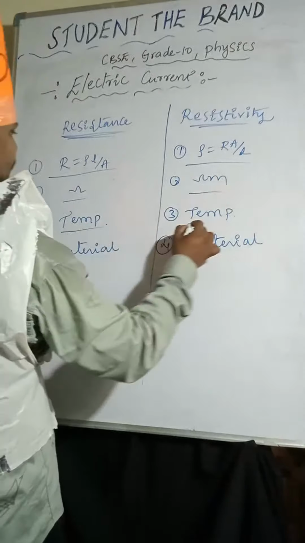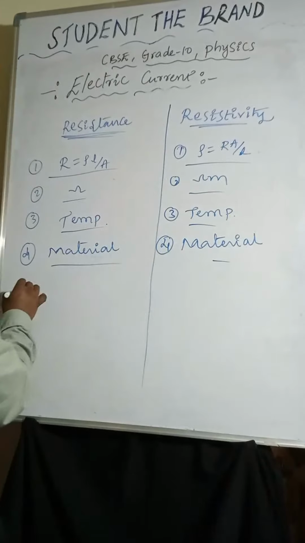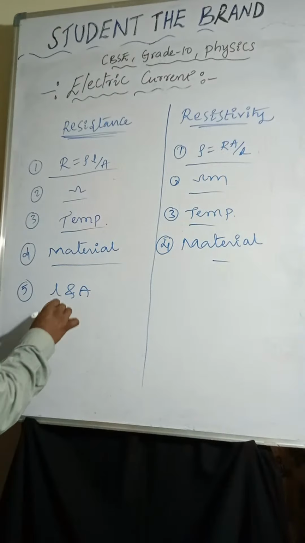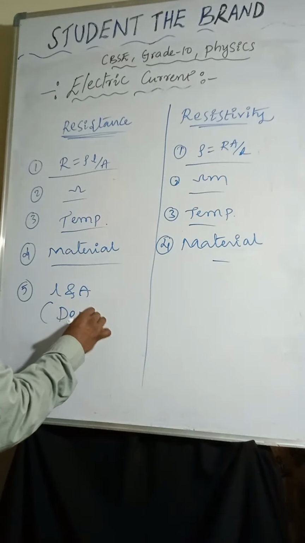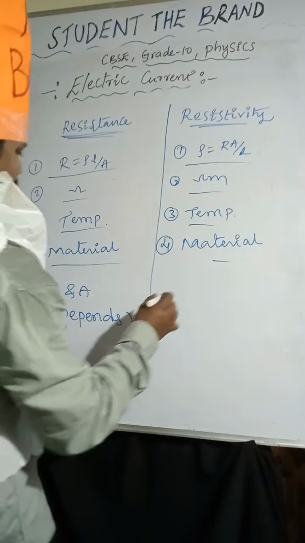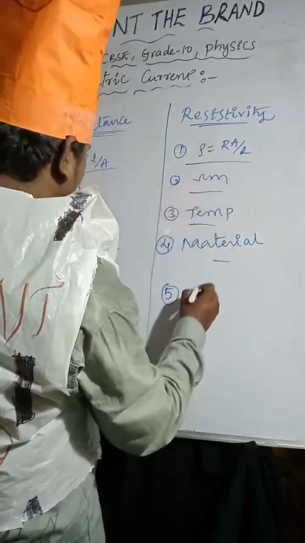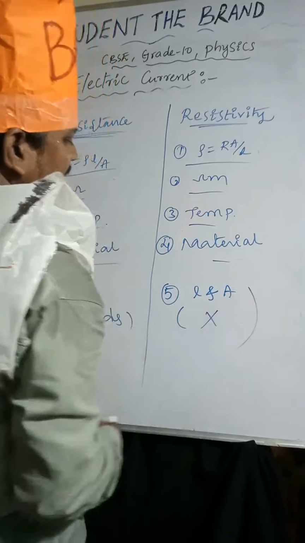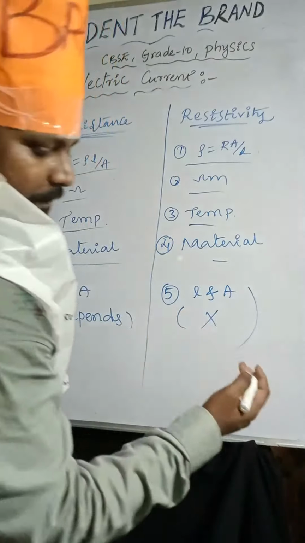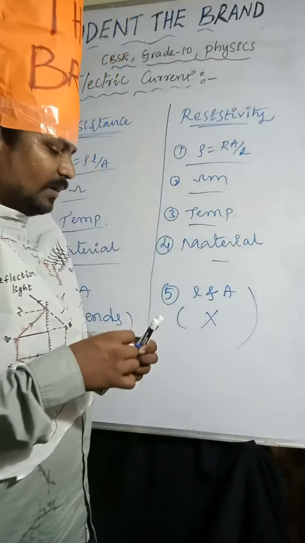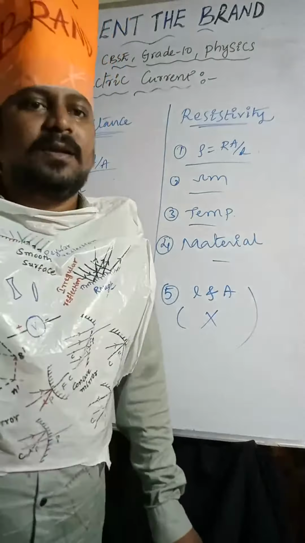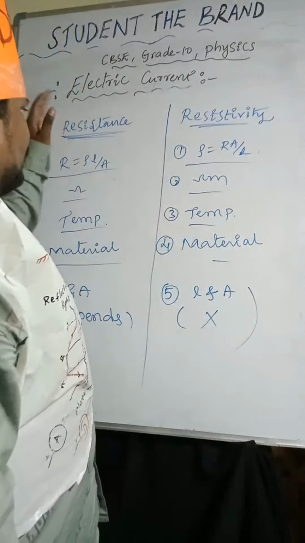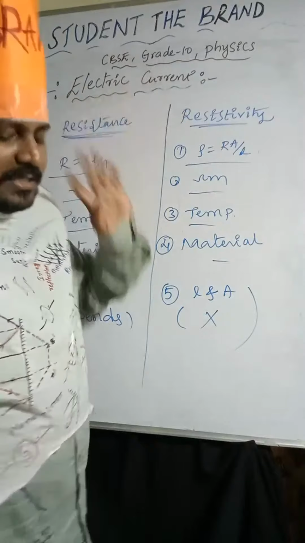So I hope it is very clear. And here one more thing: resistance depends on length and area of the cross section. But resistivity does not depend on the physical dimensions, that is, on length and area of the cross section. So this is about the difference between resistance and resistivity.